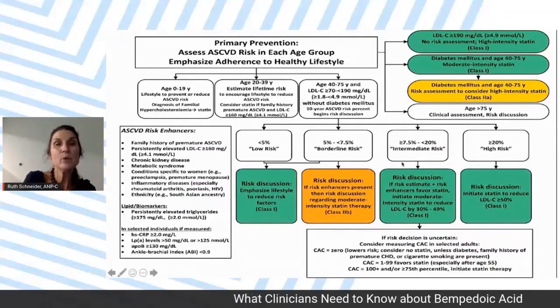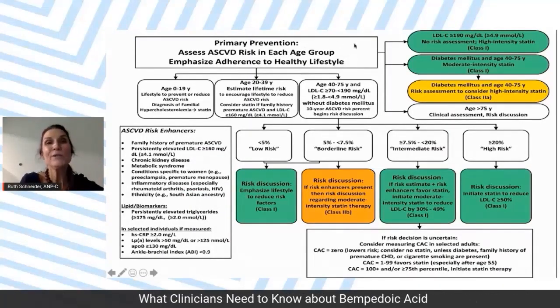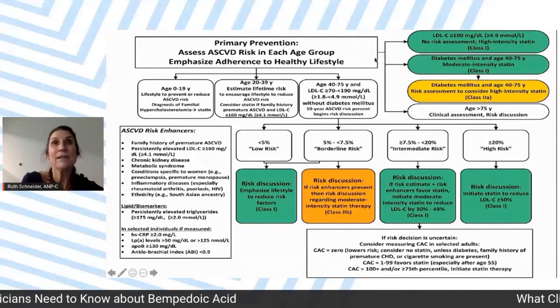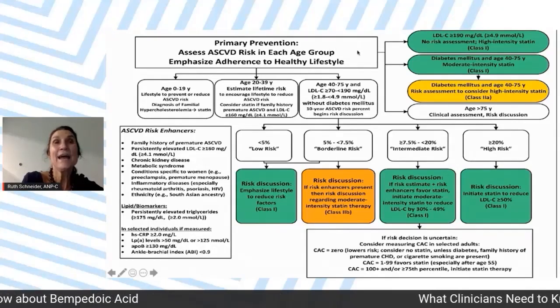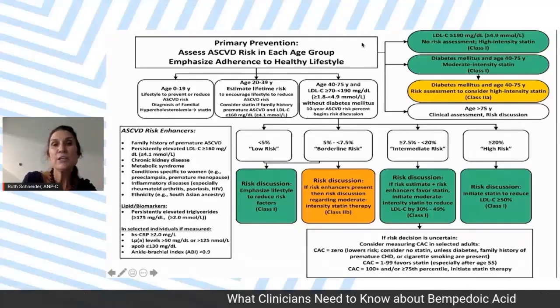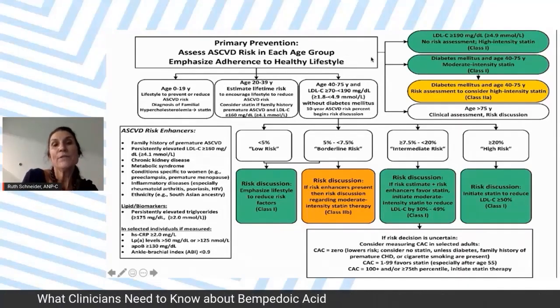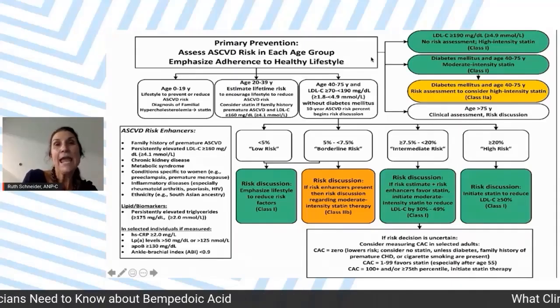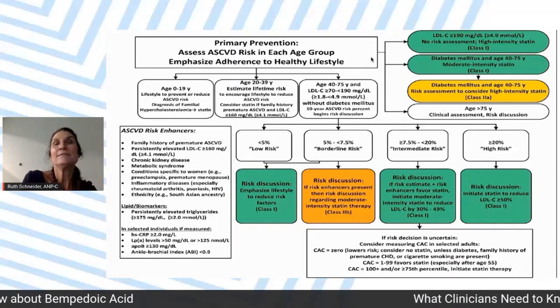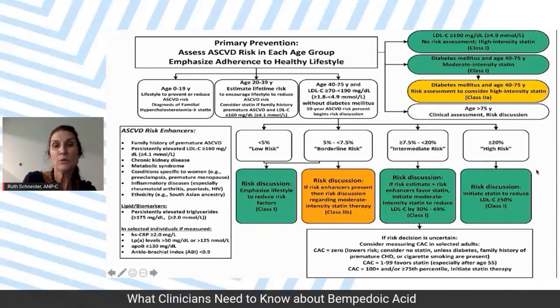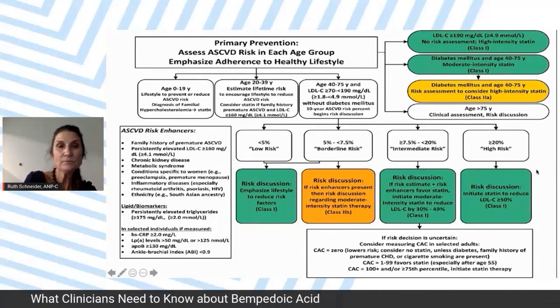Then looking at primary prevention, where does bempedoic acid fit in? I think it falls in with any of those individuals that have heterozygous FH that are not reaching their LDL goal with their current statin therapy, and/or if they are on a PCSK9 inhibitor and still not at goal, I think you can consider bempedoic acid at this time.